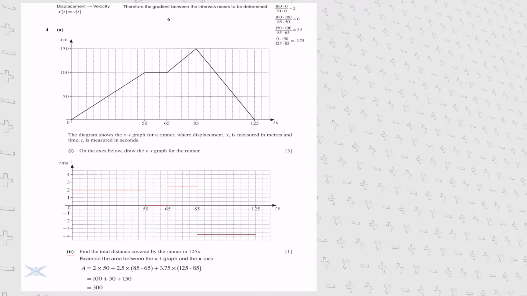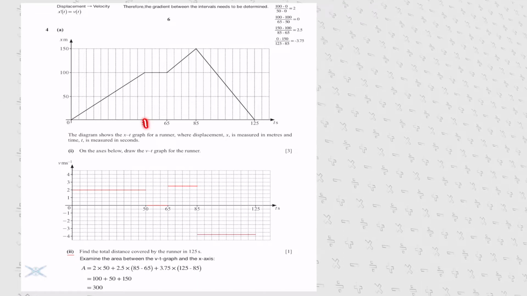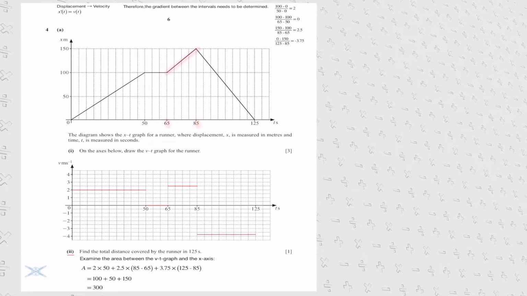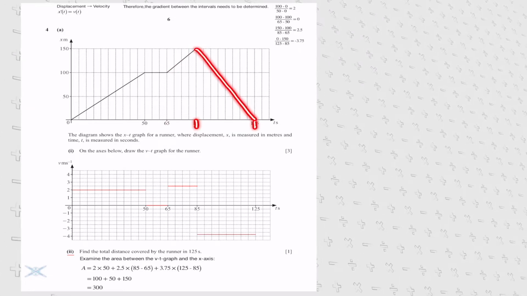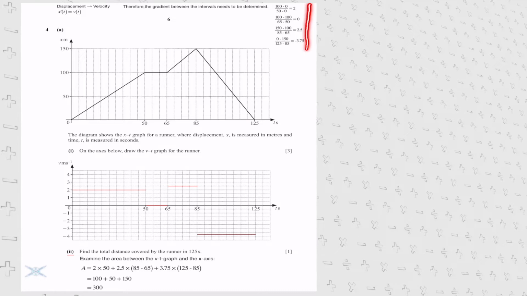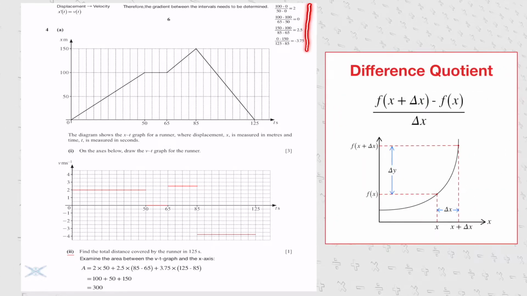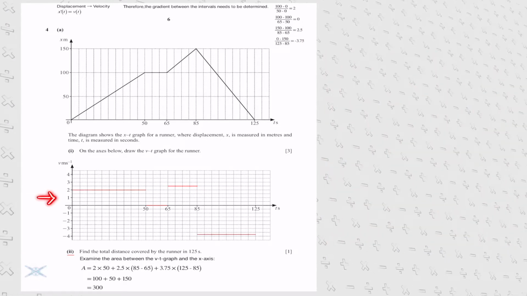and that therefore the gradient between the intervals needs to be determined. So in this case our intervals go from 0 to 50, from 50 to 65, from 65 to 85, and finally from 85 to 125. The formula on how to calculate all of these gradients can be found to the right hand side of your screen. Thereafter we will insert our results accordingly into the vt graph.